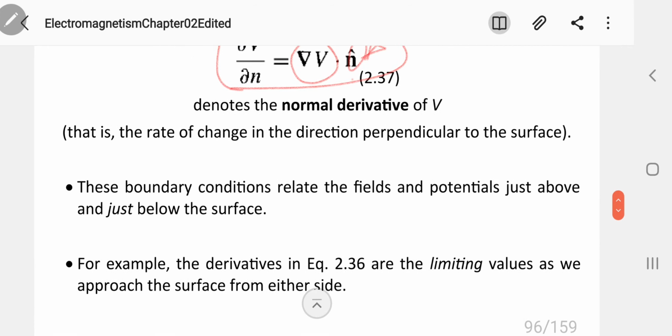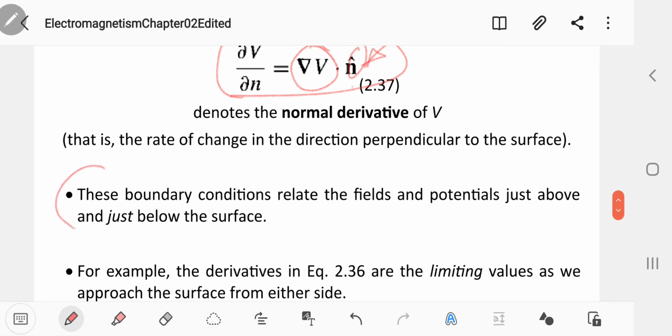So these boundary conditions relate the fields and potentials just above and just below the surface. Those are very important.